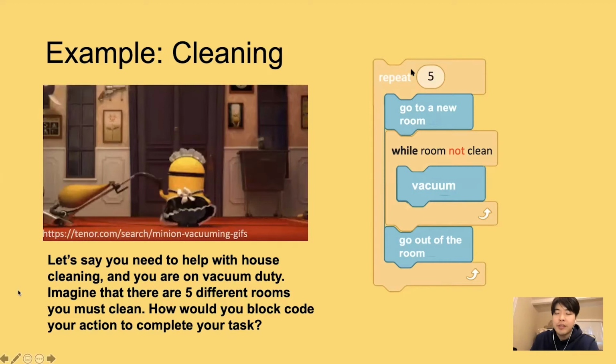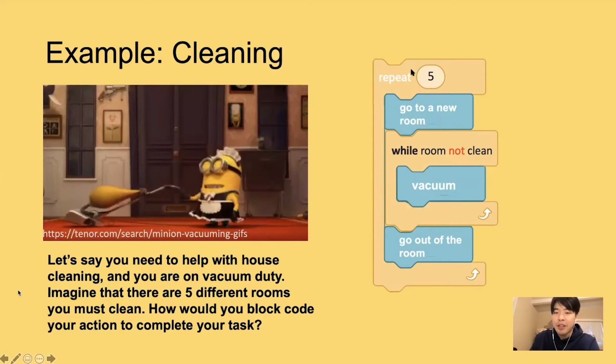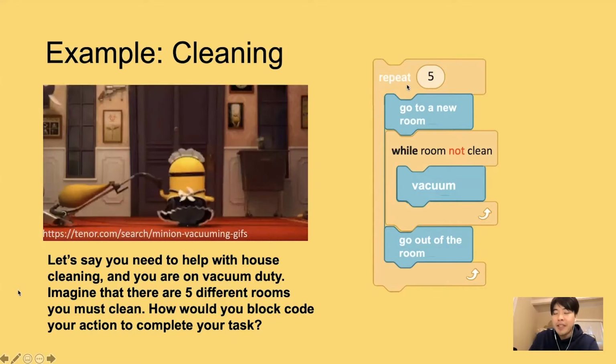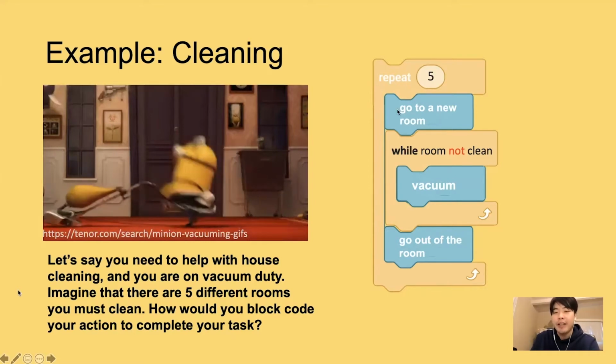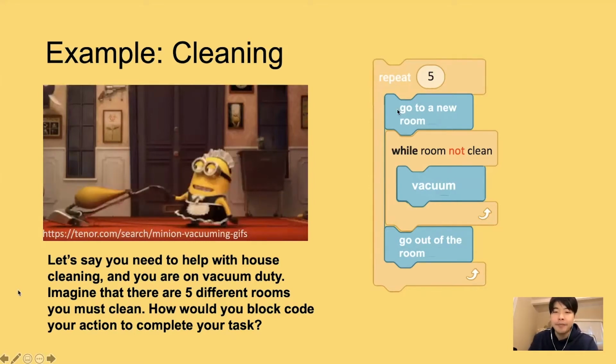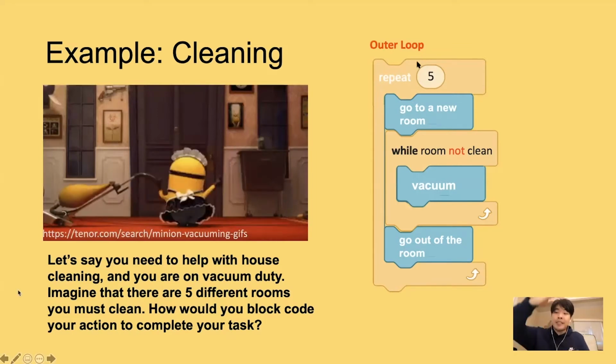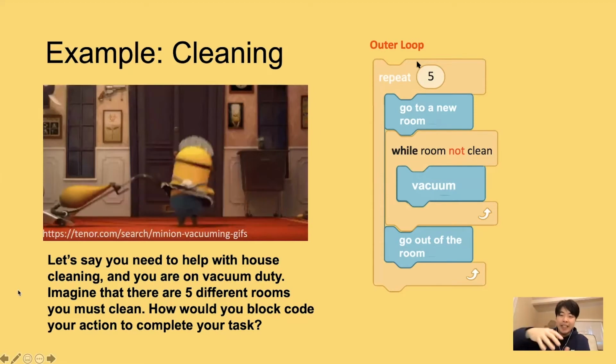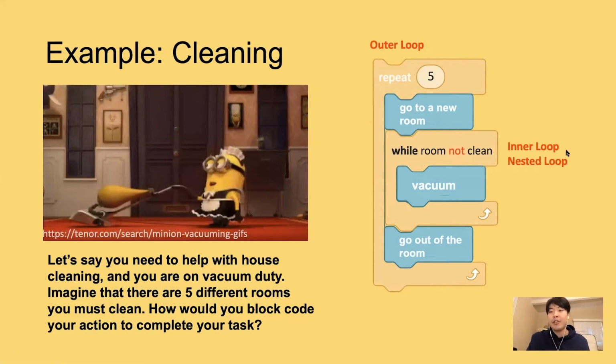Now, of course, this is just an example, okay? It doesn't have to be this series of actions. It can be different. But just know that this is one possible way we can block code our vacuuming, right? This loop is called the outer loop because it's outside, it's like encapsulating what's in. And the inner loop is called the inner loop, duh.